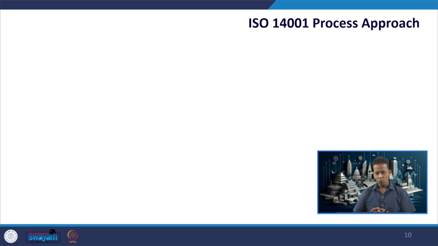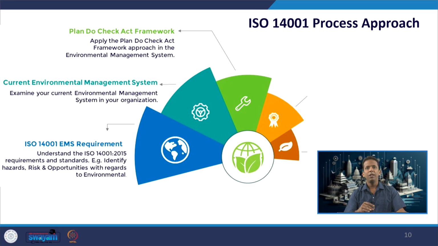So, if you look at the ISO 14001 process approach, it starts with whether we need this. When I say we, it is with respect to a company. So, whether there is an EMS requirement in the company or not. You first understand whether there is a requirement, whether there is any standard mentioned for EMS for that particular company. For that, what we will do? We will first identify all the hazards, risks and opportunities with respect to the environment and list them out, and that will help us to understand whether this standard is required in the company or not.